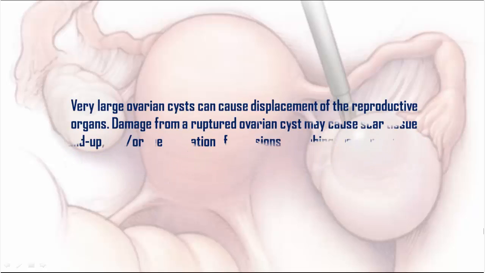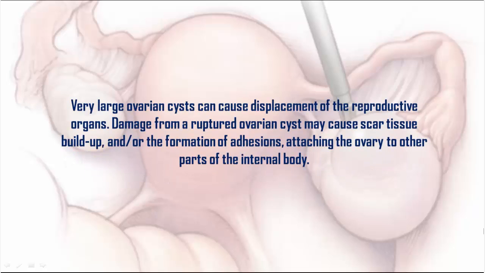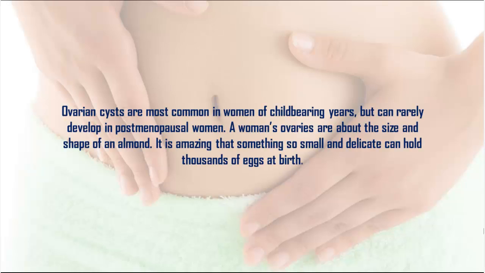Very large ovarian cysts can cause displacement of the reproductive organs. Damage from a ruptured ovarian cyst may cause scar tissue buildup, and/or the formation of adhesions, attaching the ovary to other parts of the internal body. Ovarian cysts are most common in women of childbearing years, but can rarely develop in postmenopausal women.